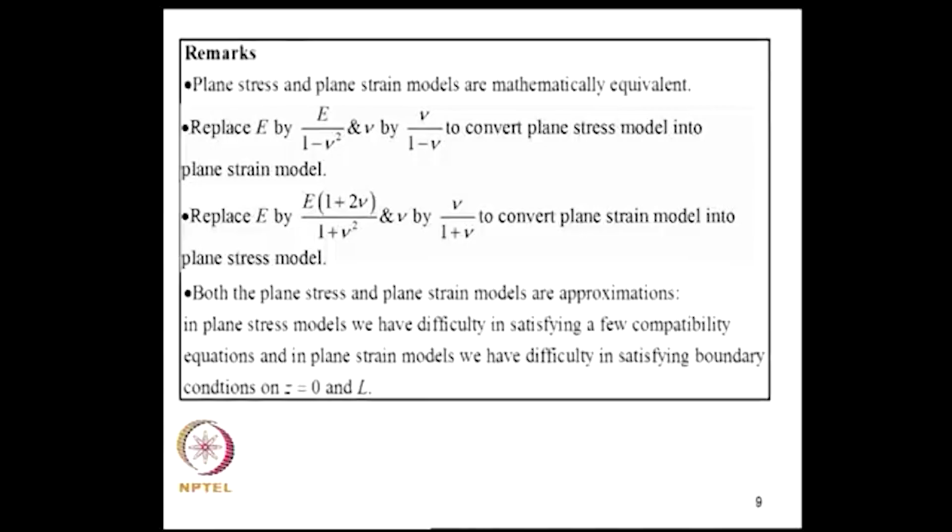Now, we can show that plane stress and plane strain models are mathematically equivalent. So, to convert a plane stress model into a plane strain model we need to readjust the value of nu in that model. Similarly, we can convert plane strain model to plane stress model by making these substitutions. Both plane stress and plane strain models are approximations. In plane stress models we have difficulty in satisfying a few compatibility equations, and in plane strain models we have difficulty in satisfying boundary conditions on z equal to 0 and L. So, these are the elements of theory of plane stress and plane strain models based on linear theory of elasticity.